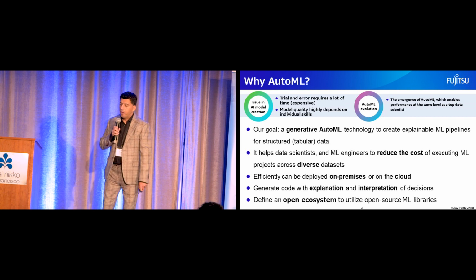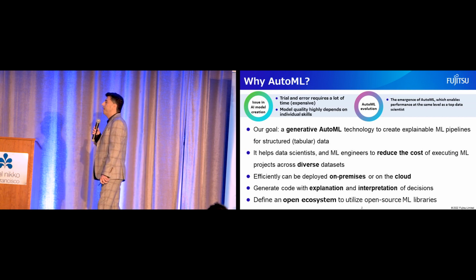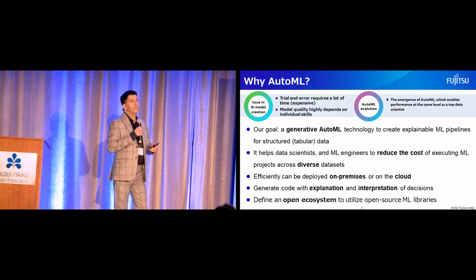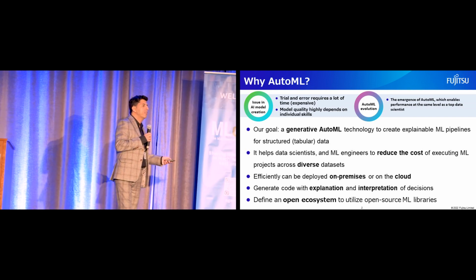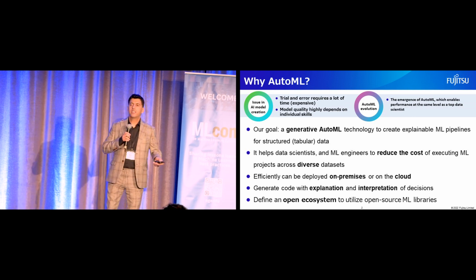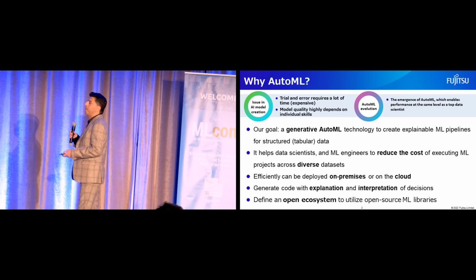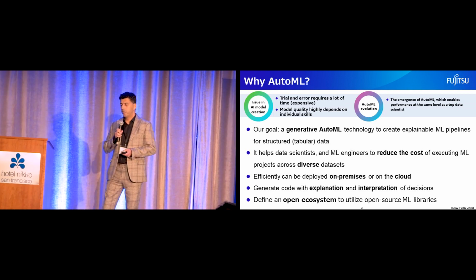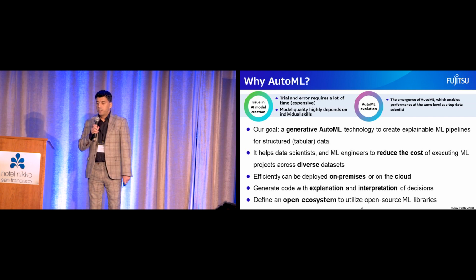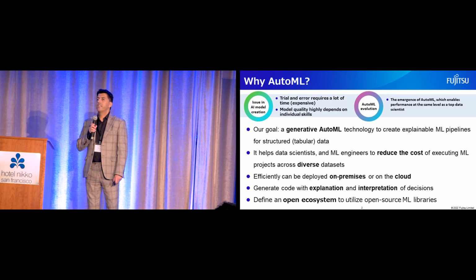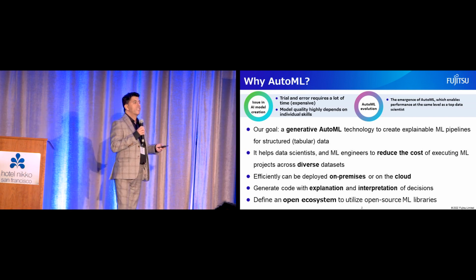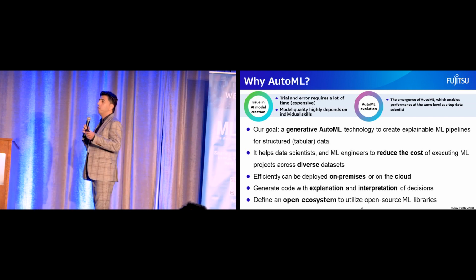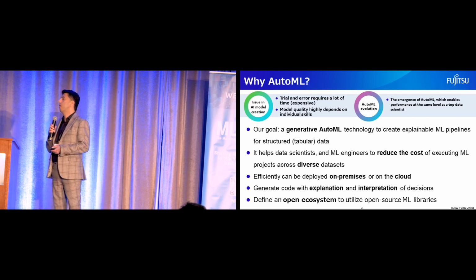Another thing is we want to look at those diverse data sets. That's an important factor, because sometimes you shift from one specific domain to another domain, and then you end up with a completely different model, a different pipeline you need to generate. So we also want to target reducing the cost. And we want to establish a platform that you will be able to run on your own infrastructure or on the cloud.